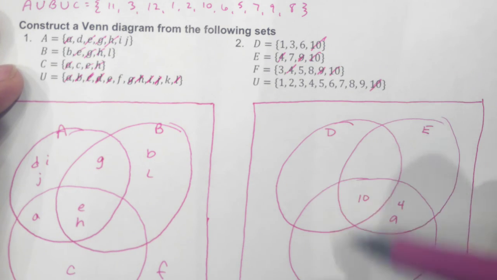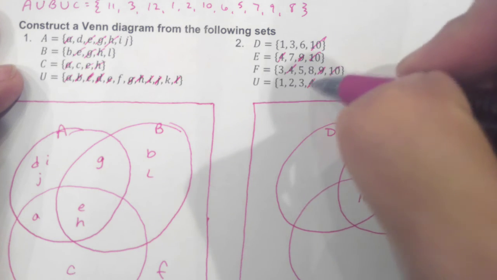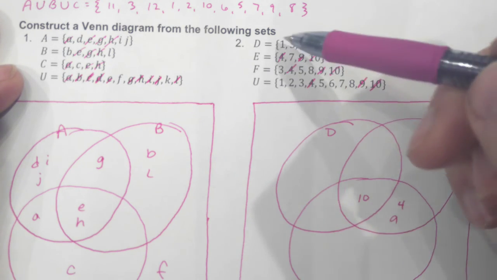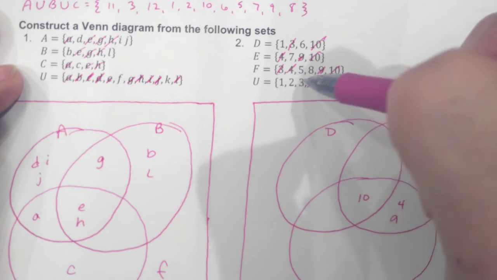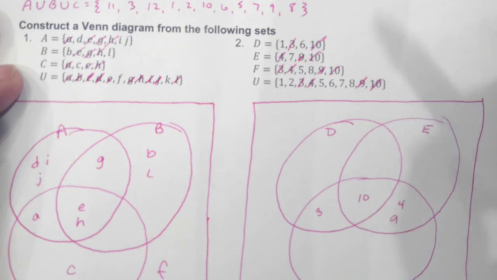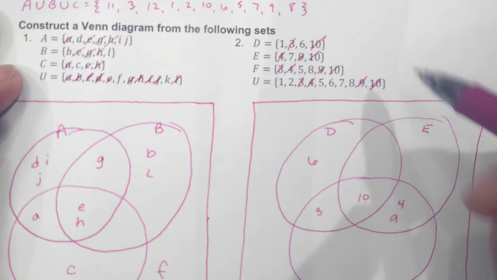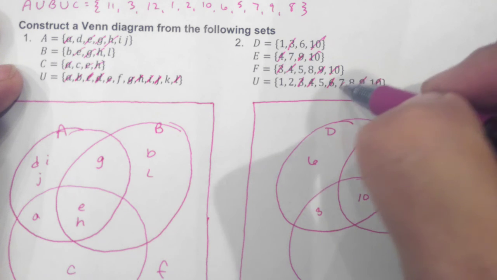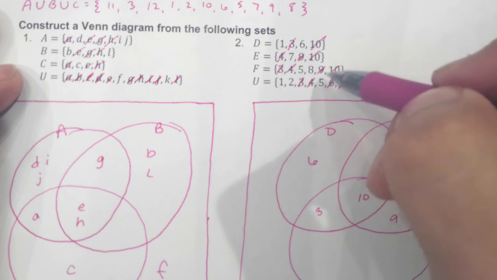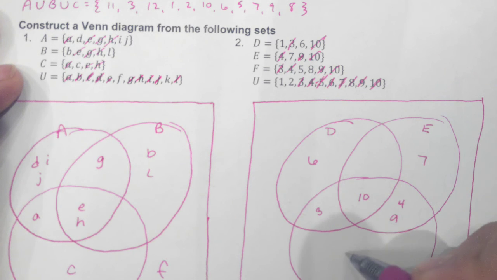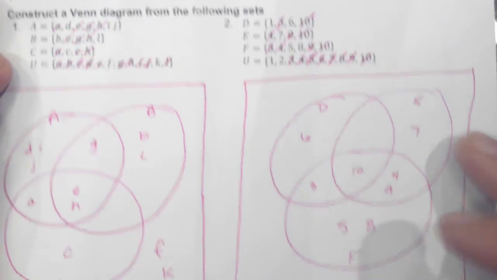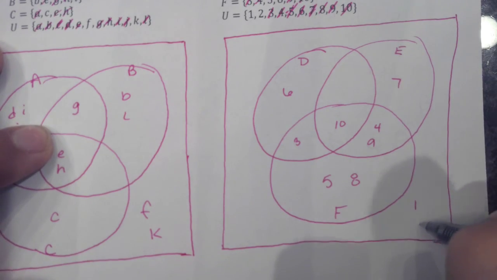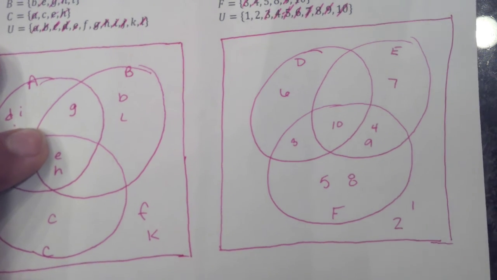Okay, how about between D and F? Oh, I need to cross them out in my universal set. 4 and 9. Okay, between D and F, I see 3 is in both of those lists. And that's it. Okay, then the things that are left over just go in those outer parts of the ring. So 6, 7 in E, 5 and 8 in F. And then everything that's not crossed out in your universal set just gets put outside in the lonely space.